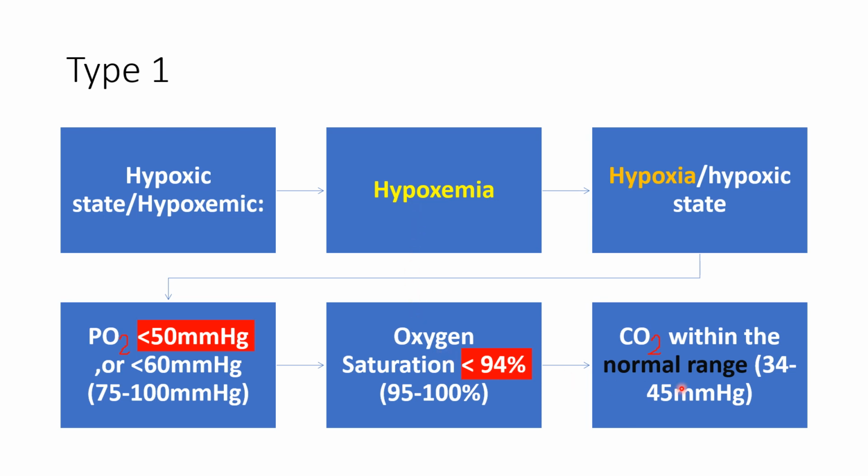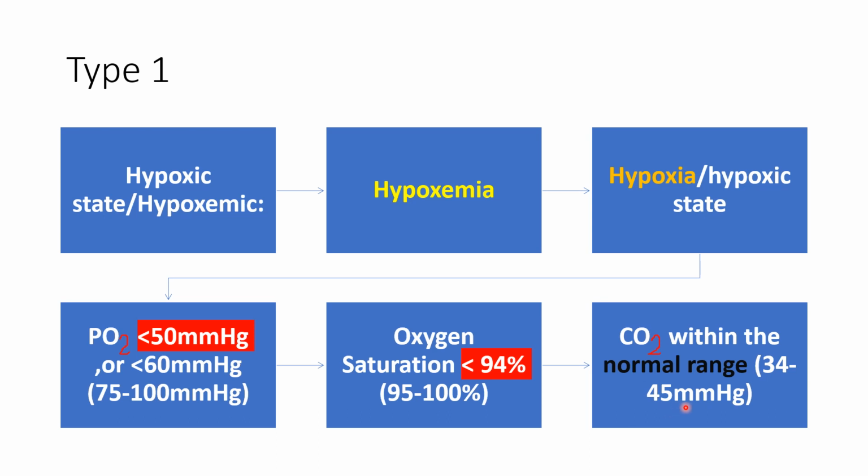Then, this is not necessary. I mean, the CO2 level is not necessary, but without defining it, we will not be defining type 1 respiratory failure fully. The CO2 level under type 1 respiratory failure is unaffected. It will be within the normal range of 34 to 45 millimeters of mercury.